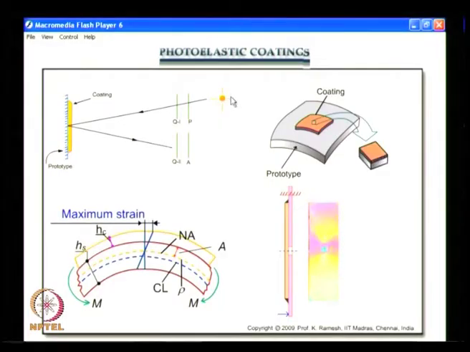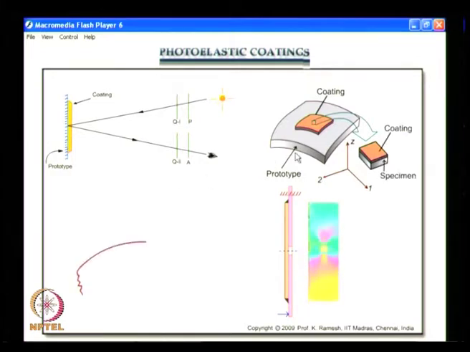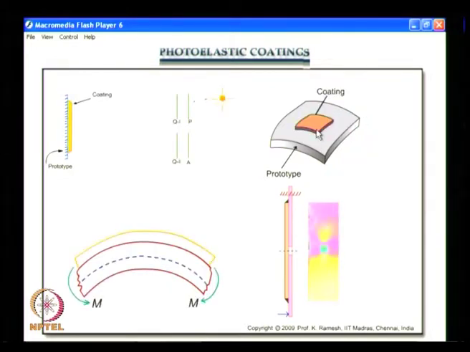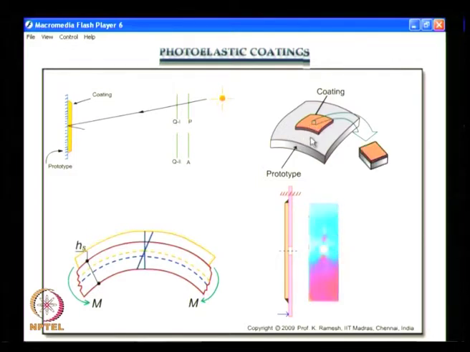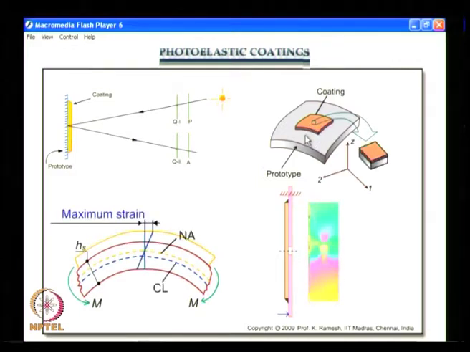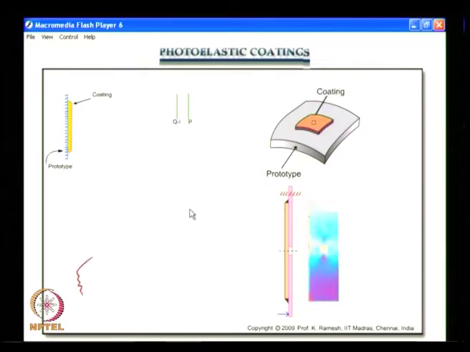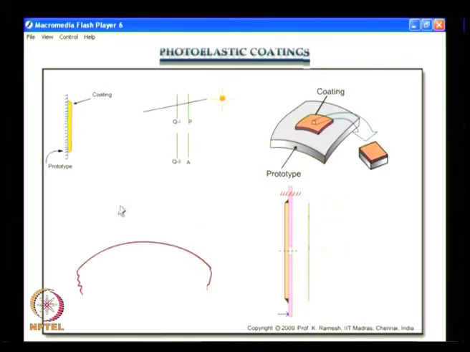In summary, what you can look at is that you have a simple optical arrangement. Then I said that for all coating techniques, the coating has to be bonded very carefully on the prototype, and we also assume that strains are faithfully transferred from the prototype to the coating. And I said once you come to photoelastic coatings, you have to think of what are known as correction factors. That is what is illustrated here.